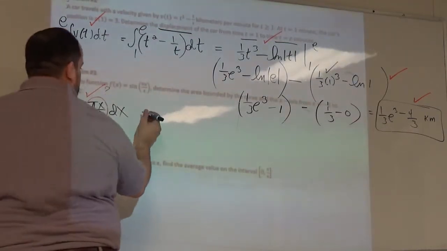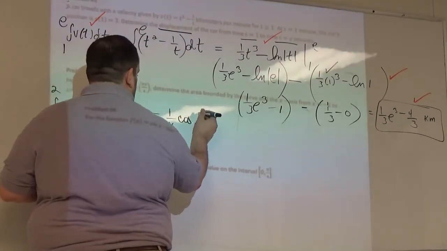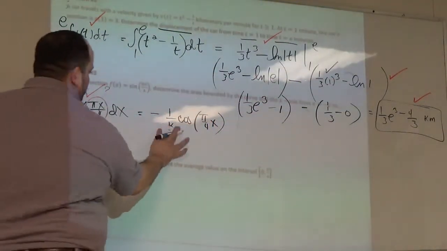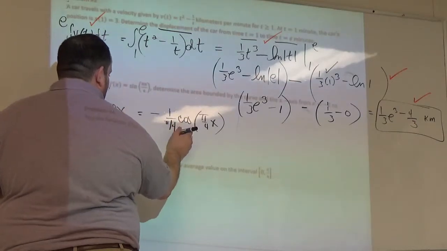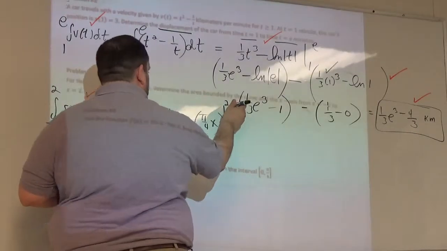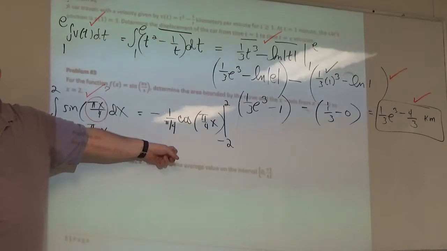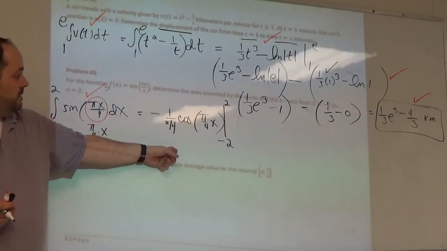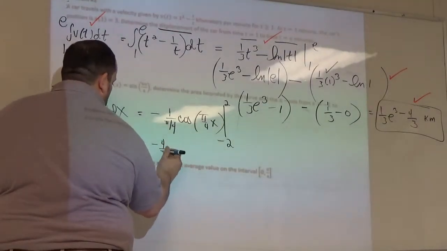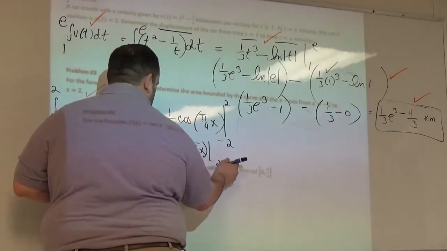So it looks like Jasmine's got this one right. So it's going to be the negative of 1 over k cosine pi over 4 times x, but k is pi over 4. So -1 divided by pi over 4 cosine pi over 4x from -2 to 2. If you don't like writing negative of 1 divided by pi over 4, do something better: -4 over pi. Do a little keep it, change it, flip it. So you've got -4 over pi cosine pi over 4x from -2 to 2.